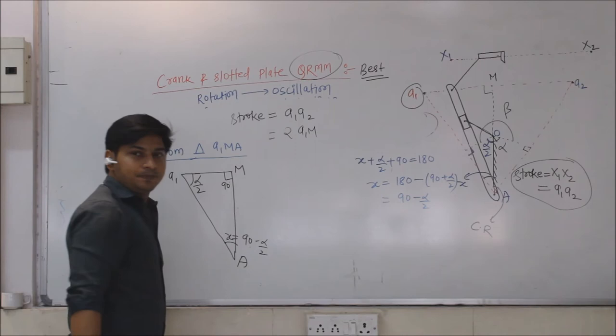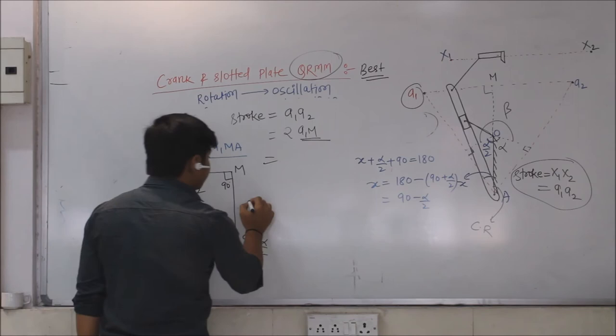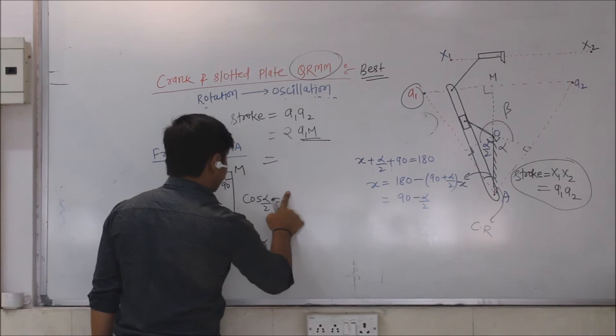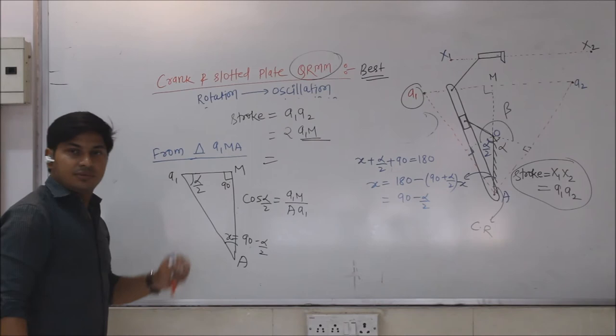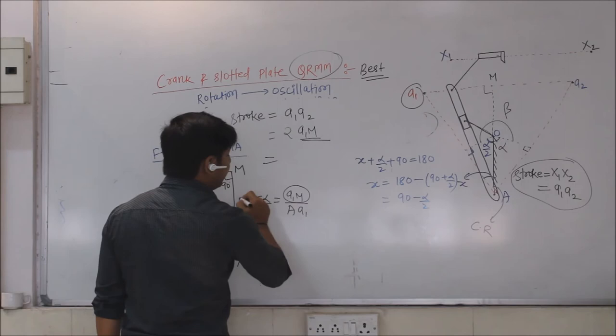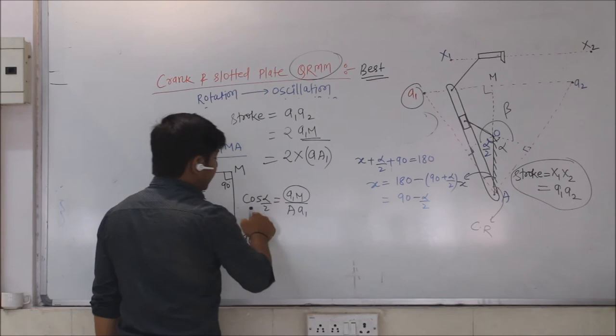Now if I want A1M, this A1M is nothing but what? From here I can write it as, cos alpha by 2 is equal to what? This is A1M upon this is A1 A, base upon h. Okay, so cos alpha by 2. So from here I can replace A1M as A1 A into cos alpha by 2. So this is 2 into A1 A into cos alpha by 2.